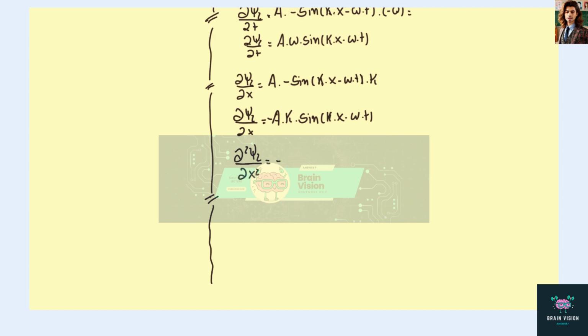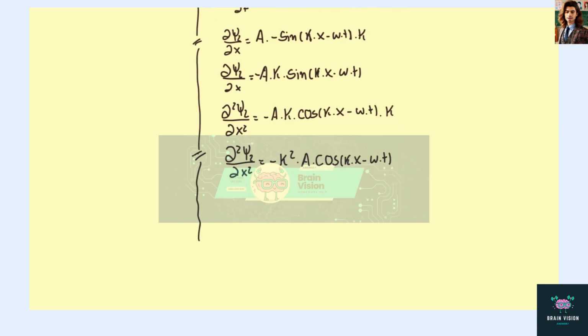we have minus a, which is a constant, times k, which is a constant, times the derivative of sine, which is cosine, so we have cosine of k times x minus omega times t, times the spatial derivative. And the spatial derivative of the argument gives us an extra factor of k again. Then the second derivative of psi 2 is equal to minus k squared times a times the cosine of k times x minus omega times t.